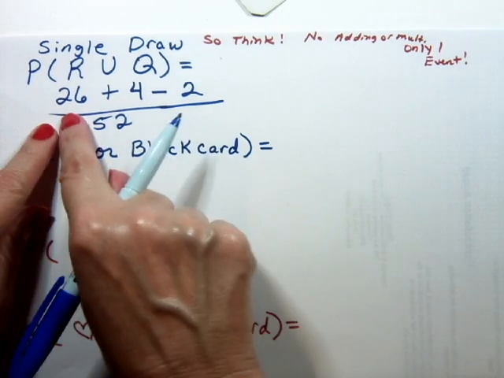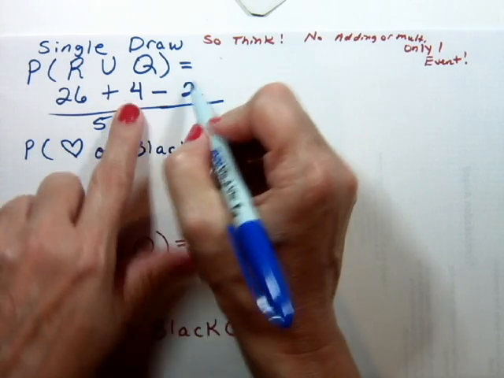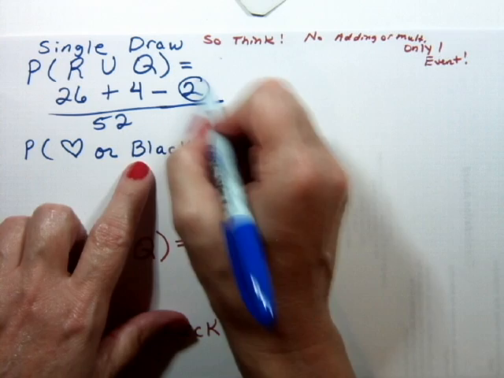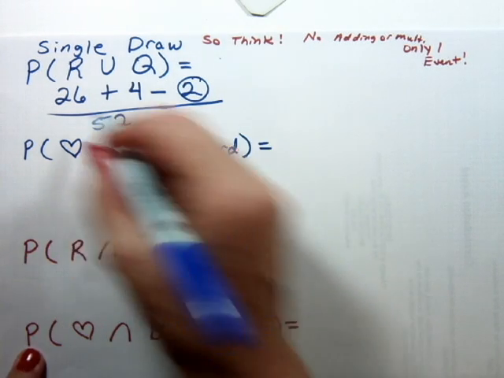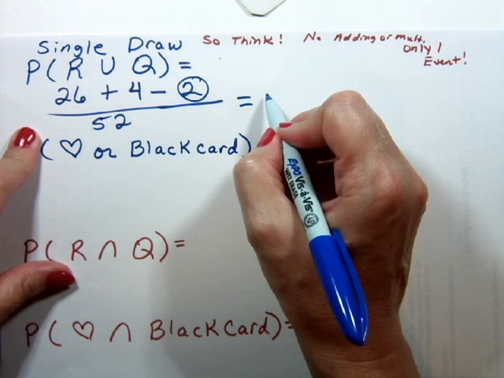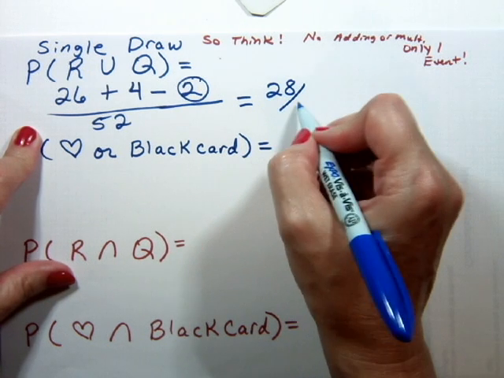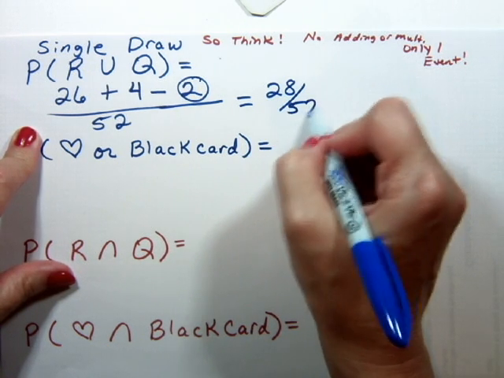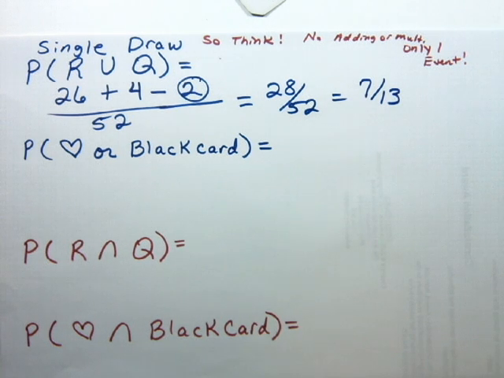So it's 26 red plus 4 queens, minus the 2 red queens I counted twice. So that would be 26, 30, that's 28 out of 52, which is 7 out of 13. I had to do this old school and divide top and bottom by 4.